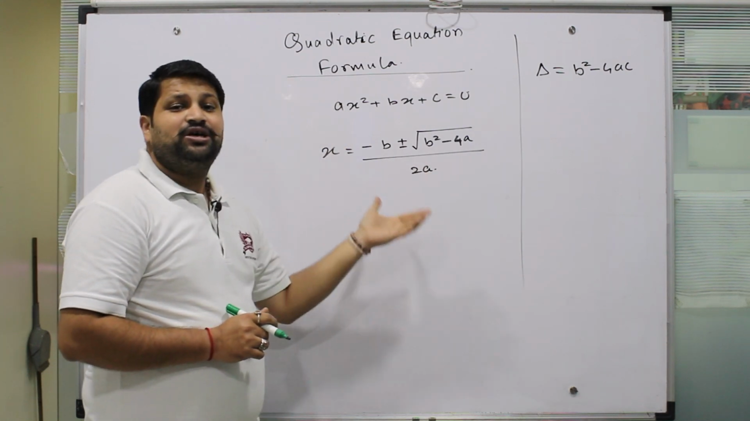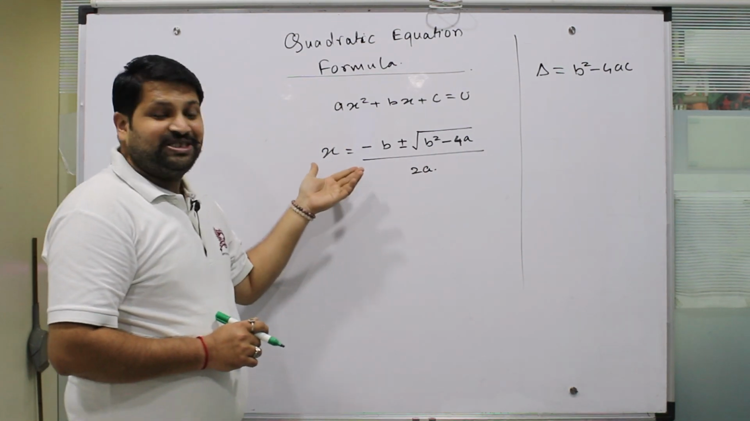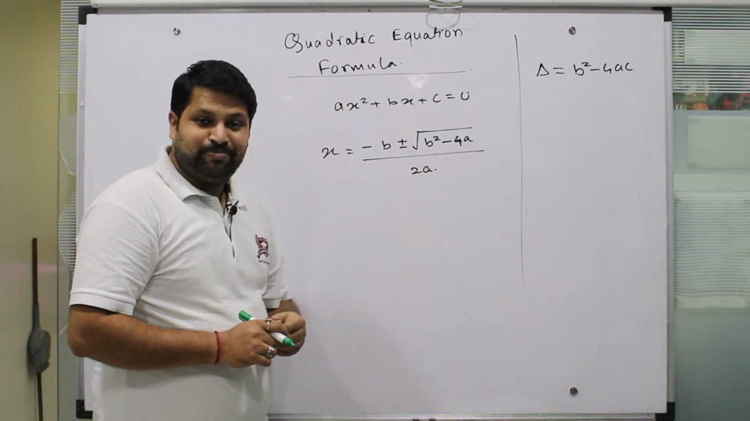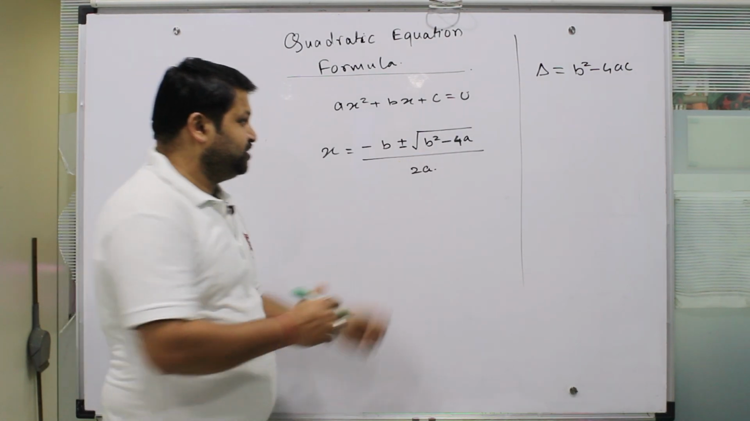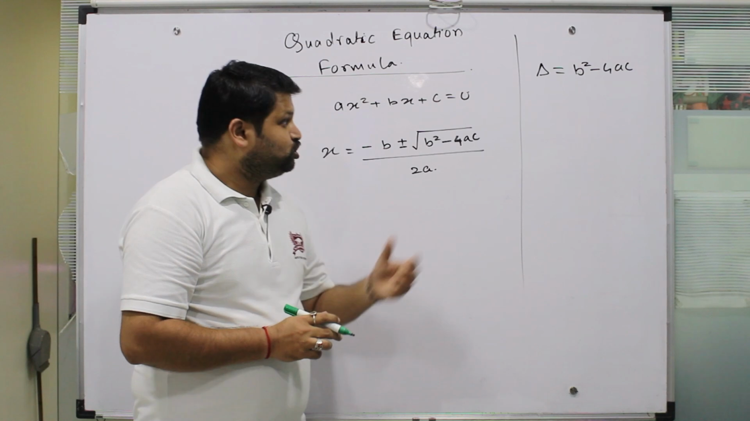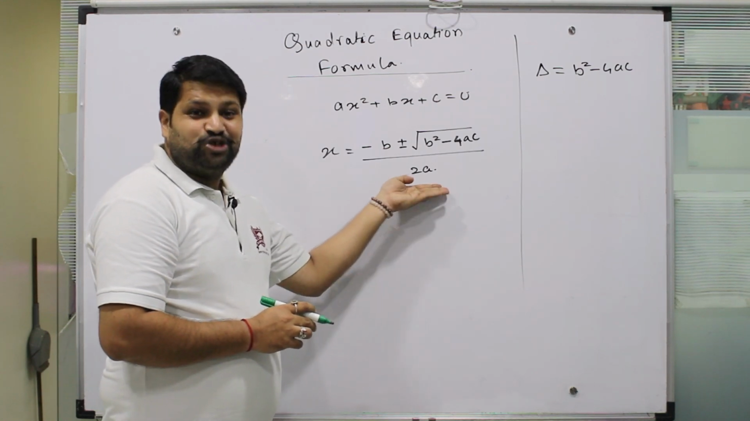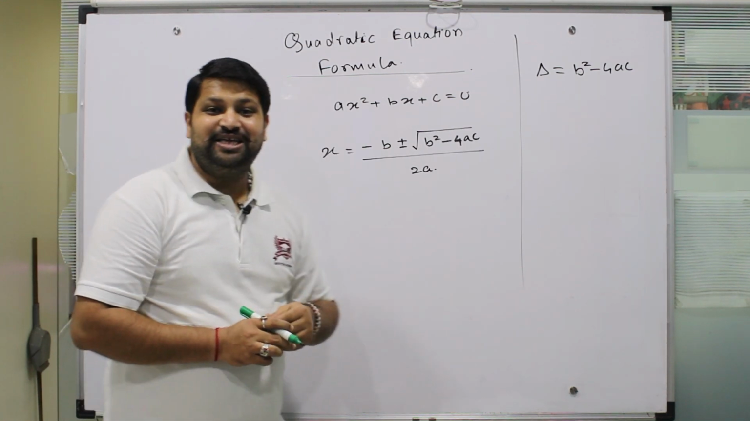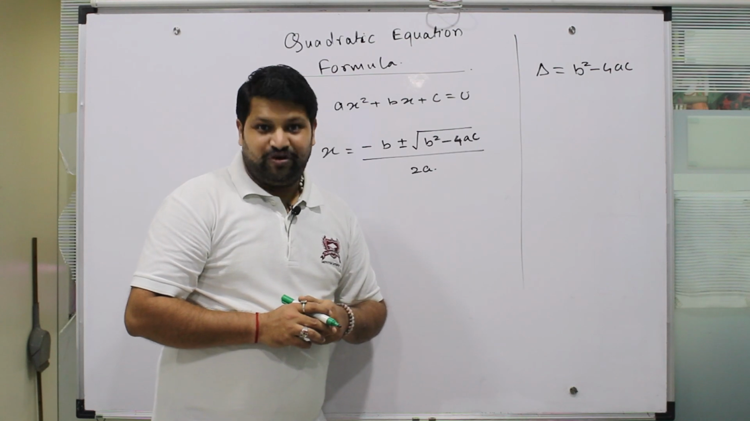So this is the quadratic formula, which is stated as x is equal to minus b plus minus root of b square minus 4ac divided by 2a. Just by using this formula, we can easily find the value of x.